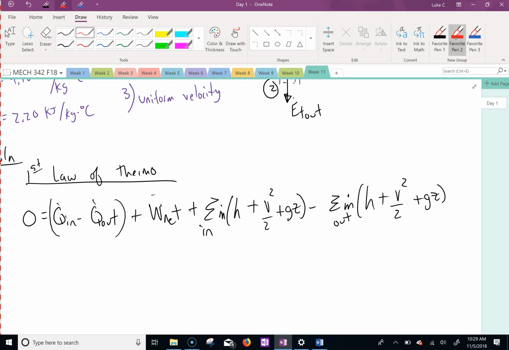There's a few things we can cancel, right? Q in, W net, and we're going to neglect, it doesn't give you any height changes, right? And it doesn't give you the sizes of the pipes. Okay, so the velocity in those pipes in and out, we'll assume the same. So we end up getting 0 equals negative Q dot out plus m dot 1 h1 minus m dot 2 h2.